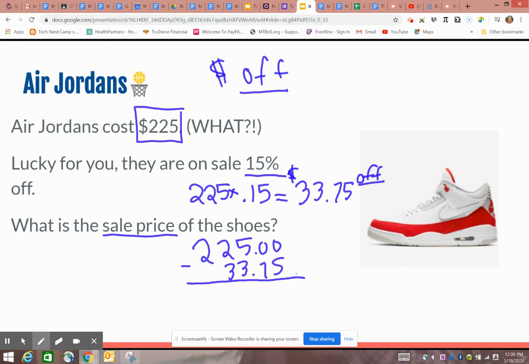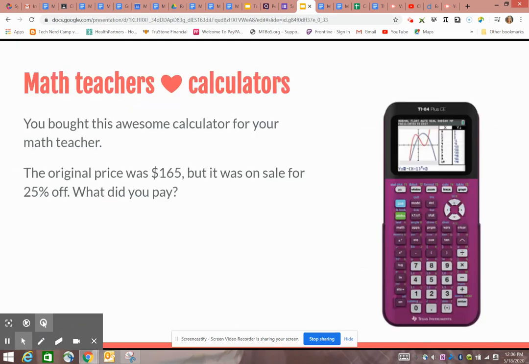Okay, double checking, once you subtract, I get a sale price of $191.25. What do you think, worth it? I don't know. I know there's a lot of Air Jordan fans out there, so this may be worth it. It's possible. All right, so let's take a look at this graphing calculator.